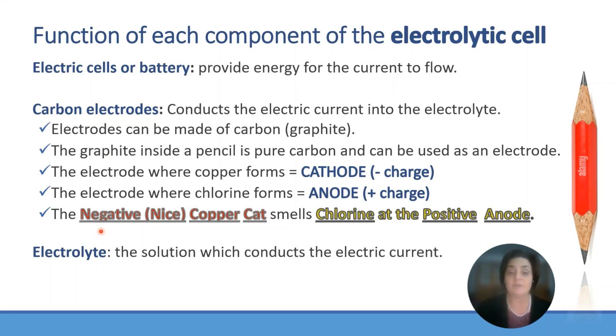So I came up with this sentence: the negative copper cat smells chlorine at the positive anode, or you can say the nice copper cat smells chlorine at the positive anode. So negative and nice, you hear the N's. The nice refers to negative. So the nice copper cat means that copper was formed at the cathode, which was negative.